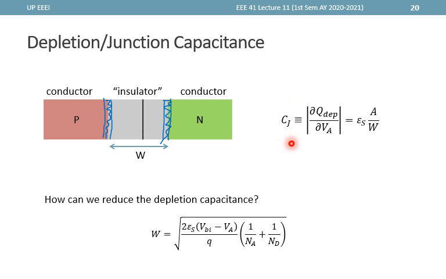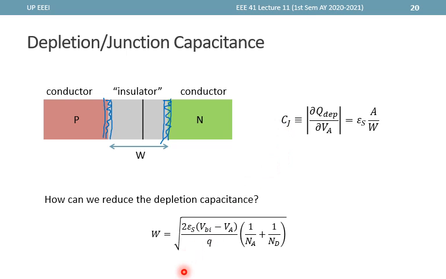However, if we say we have some fixed target applied bias and we want it to be forward bias, then what we can do is actually to decrease the doping concentrations. The opposite is when we increase the doping concentration. When we increase the doping concentration, W decreases and the capacitance will increase.